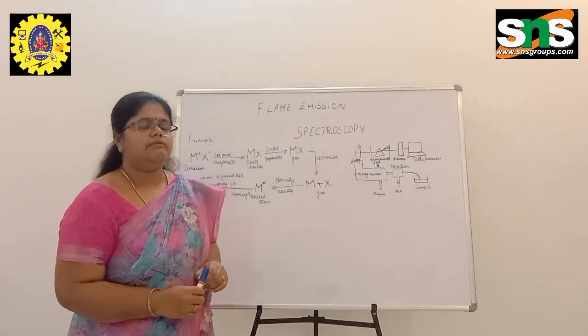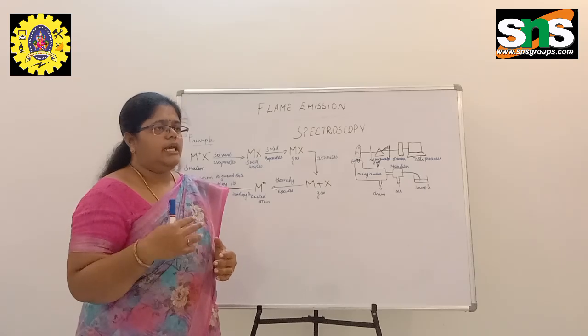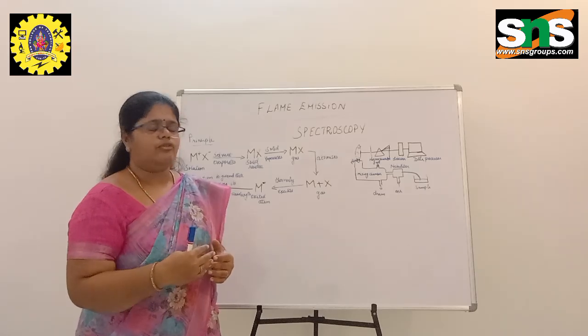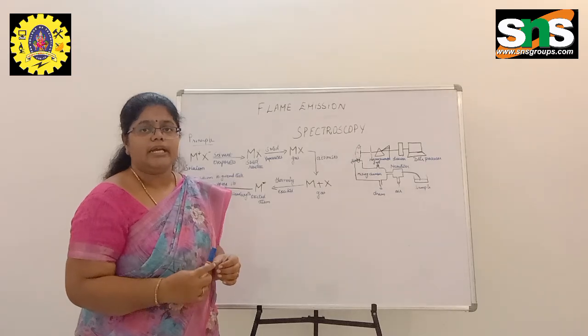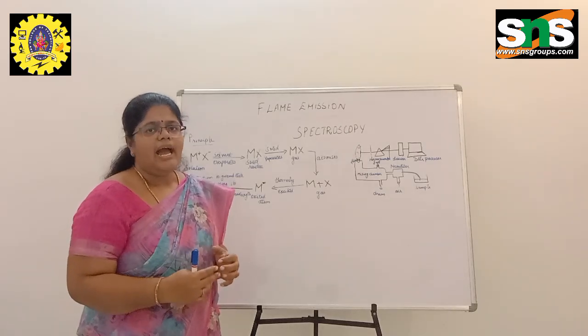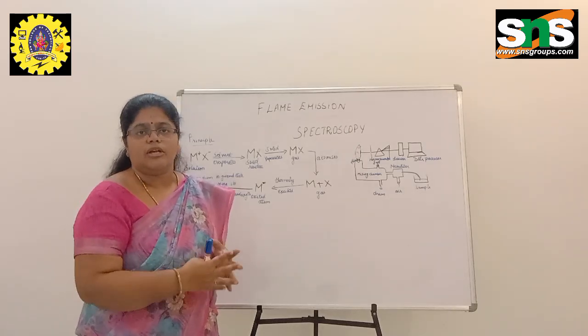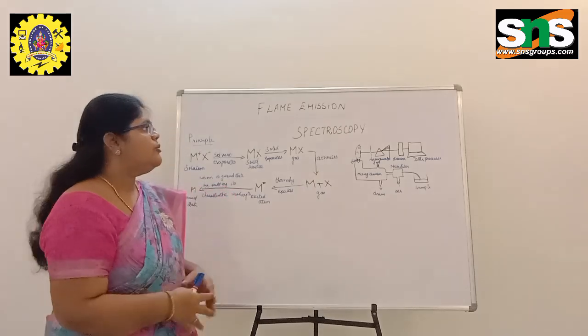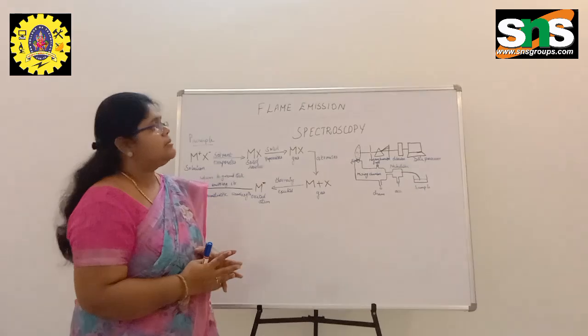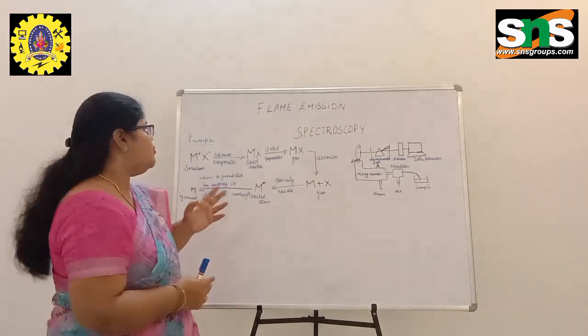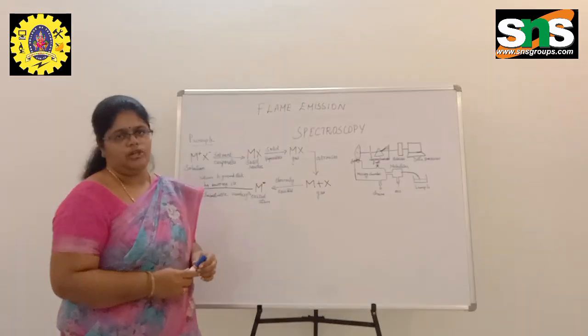Now we can see the concentration of the alkaline and alkaline earth metals by the conventional method is by gravimetric analysis, and it is a very tedious process and also time consuming. So we are going for this instrumentation, that is the flame emission spectroscopy. Now we can see the principle that is involved over here.